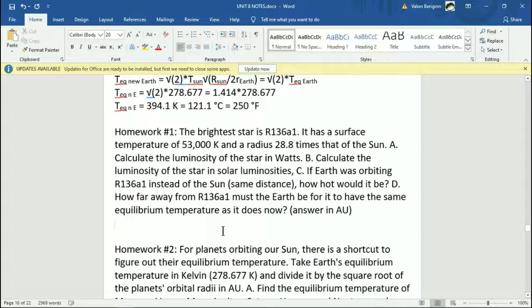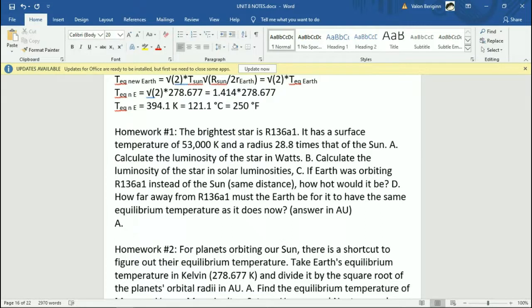All right, starting up today, we have homework to go over and answer. So, first question here is that we have the brightest star, R136A1, which rolls off the tongue really nicely. Surface temperature 53,000 Kelvin, and a radius of 28.8 times that of the sun. Calculate the luminosity of the star in watts.